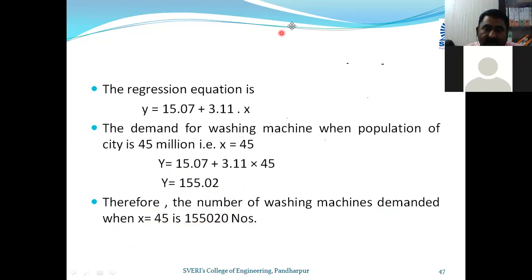What I have done is rounded up. So you can see here 155.02 into 1000, because initially it is given in thousands only. In this way you can solve the numericals.